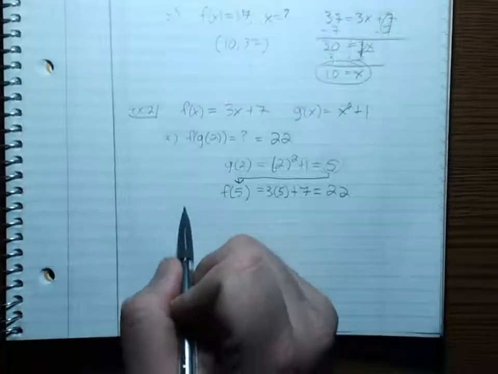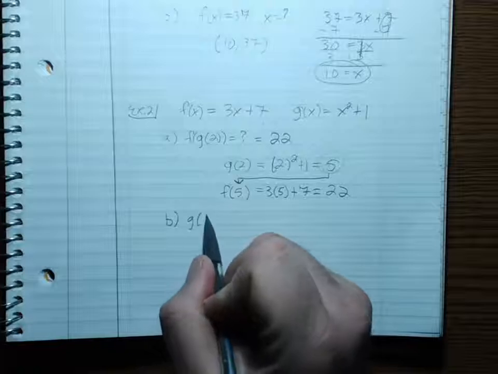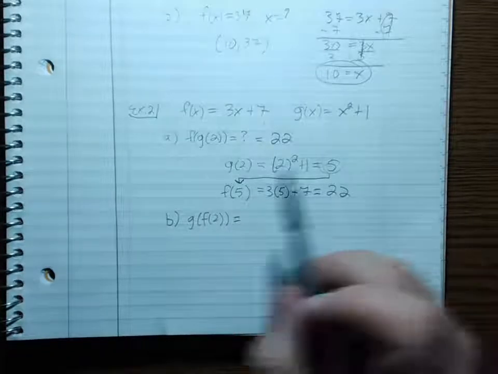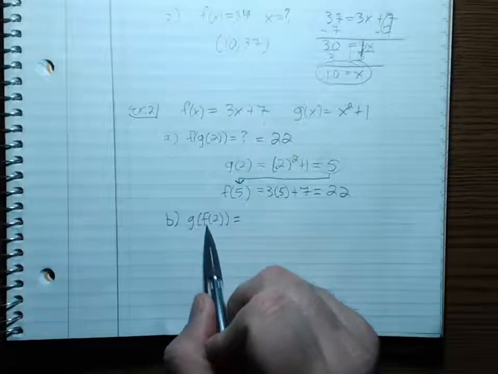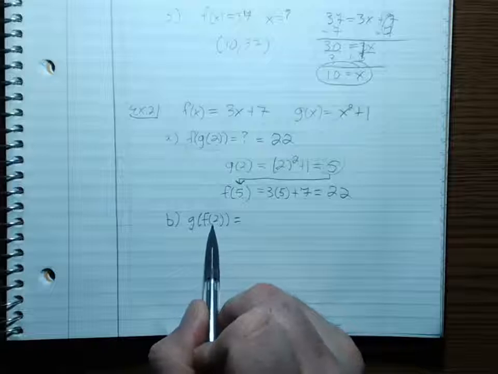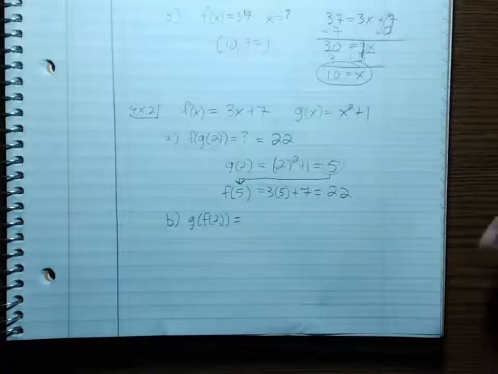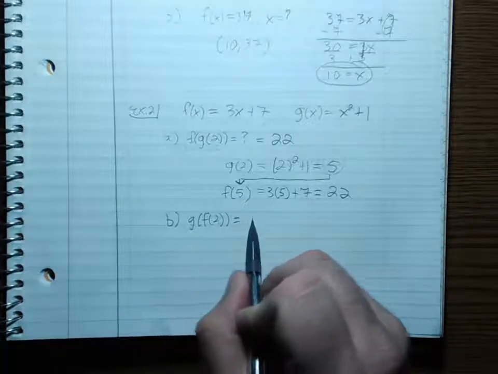I may ask you what the reverse is. I may go, what is g of f of 2? Now, a lot of people mistakenly think that if f of g of 2 equals 22, then g of f of 2 will also equal 22. Not necessarily the case. G of f of 2, that's the mathematical parlance. So I will expect you to be saying things like that in class. Let's figure out what g of f of 2 is now.